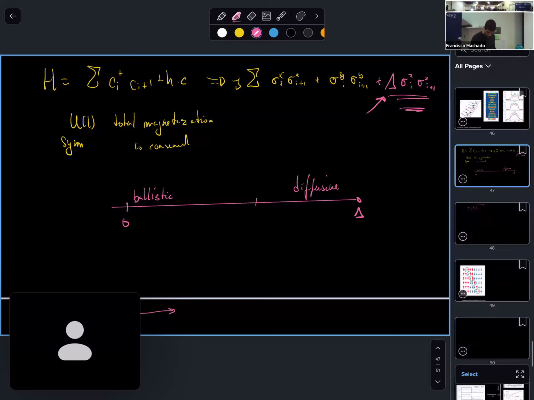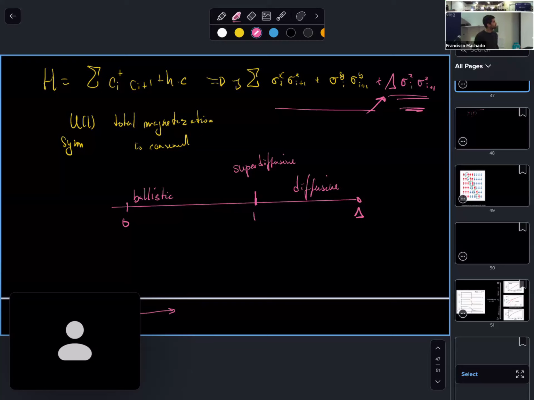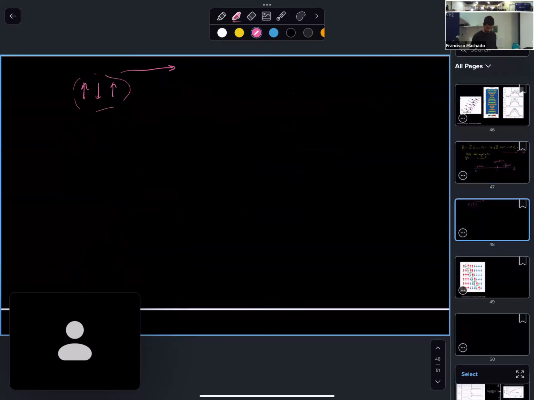Okay. Yeah. So I will not say why, but it turns out that if you look at the particular point where delta becomes 1, and this model gains an SU2 spin rotation symmetry, the system is neither ballistic nor diffusive, but it's what is known as super diffusive. Unlike Superman, it is not a better form of diffusion. It's just something a little bit faster than diffusion.